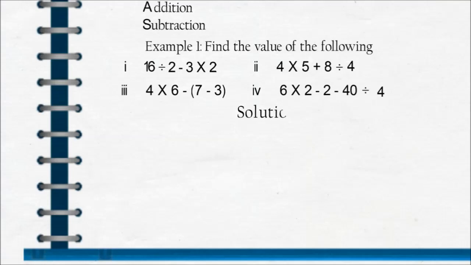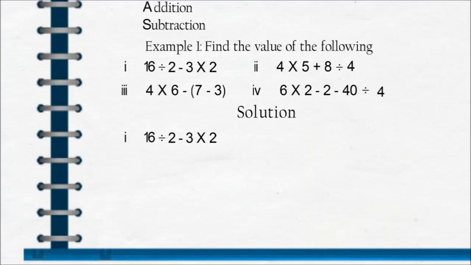Alright, so our solution, number 1. 16 divided by 2 minus 3 multiplied by 2. Now, what operations do we have from the expression? We have division, we have subtraction, and we have multiplication. According to our rules of operation, we're expected to do the division and multiplication before subtraction.